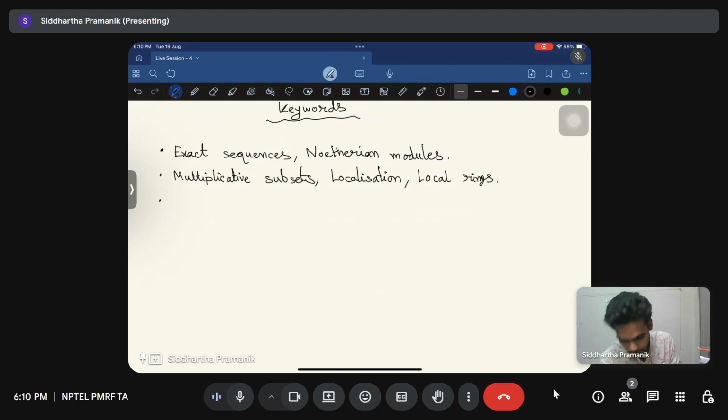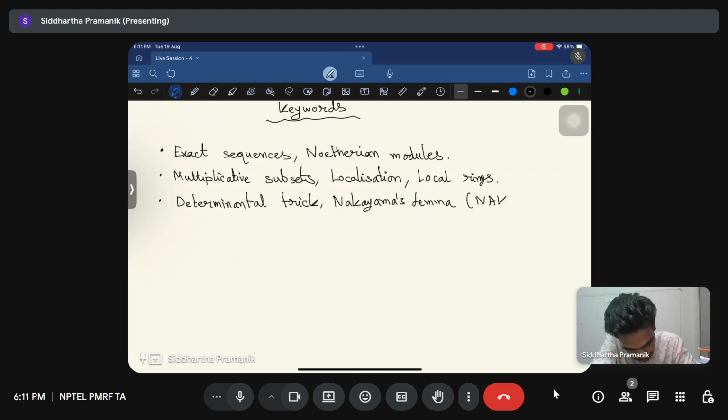And after that, we studied about the famous determinantal trick, and the celebrated Nakayama's lemma, which is very useful. So we denoted it by NAK, Nakayama, Azumaya, and Krull. And we have seen one consequence of this Nakayama's lemma.